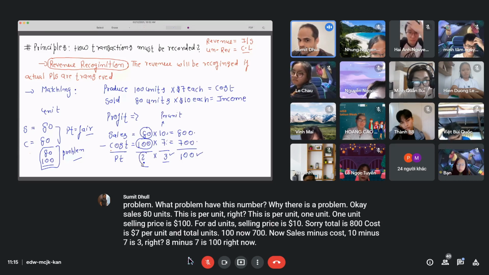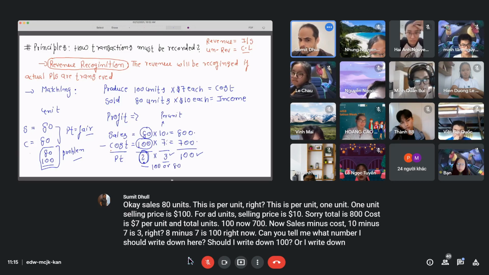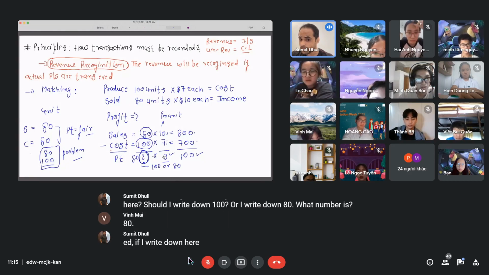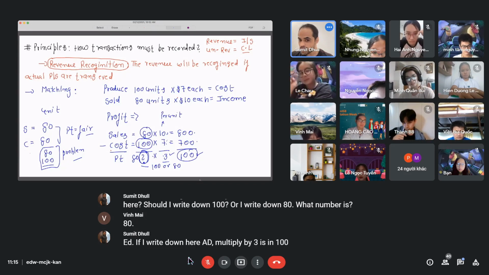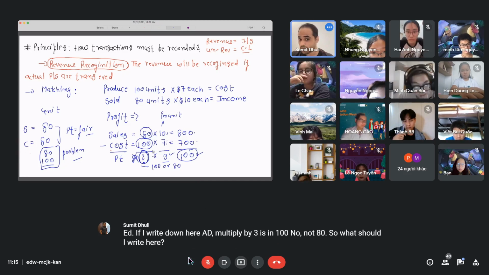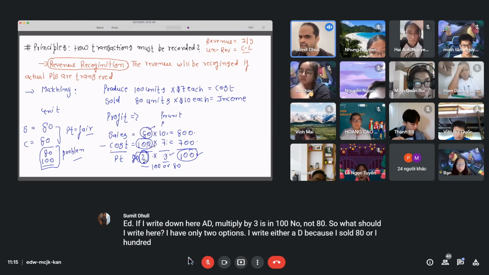Now, can you tell me what number I should write down here? Should I write down 100? Or should I write down 80? If I write down 80, 80 multiplied by 3, is it 100? No, so not 80. So what should I write here? I have only 2 options. I write either 80 because I sold 80, or 100, because I produced 100. I can't write some strange number.